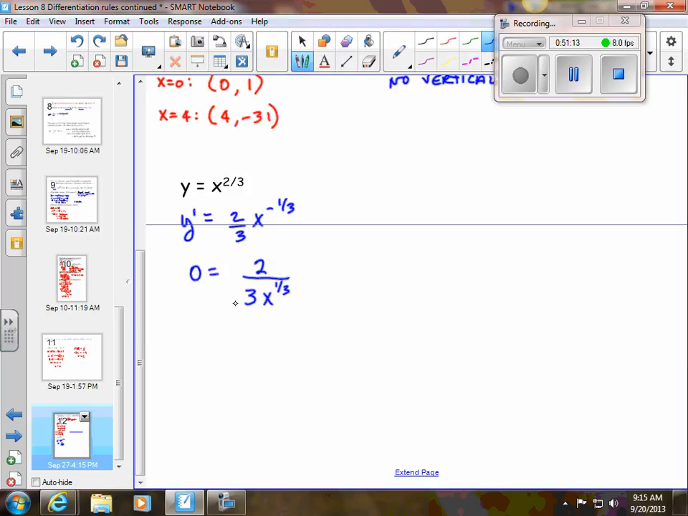So, I have a fraction. What has to be in place for a fraction to equal 0? Or how do you determine where the fraction is 0? How can you get 0 out of a fraction? The numerator has to be 0. So to solve this, you set the numerator equal to 0. Well, is that ever going to happen? So that means no horizontal tangent lines.